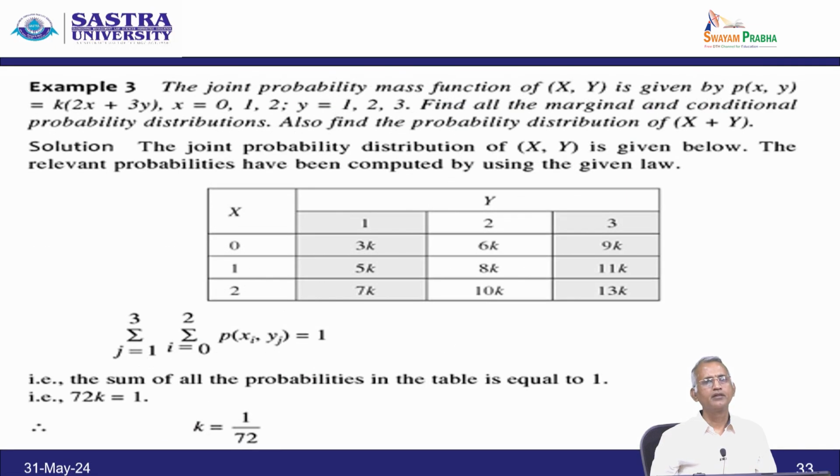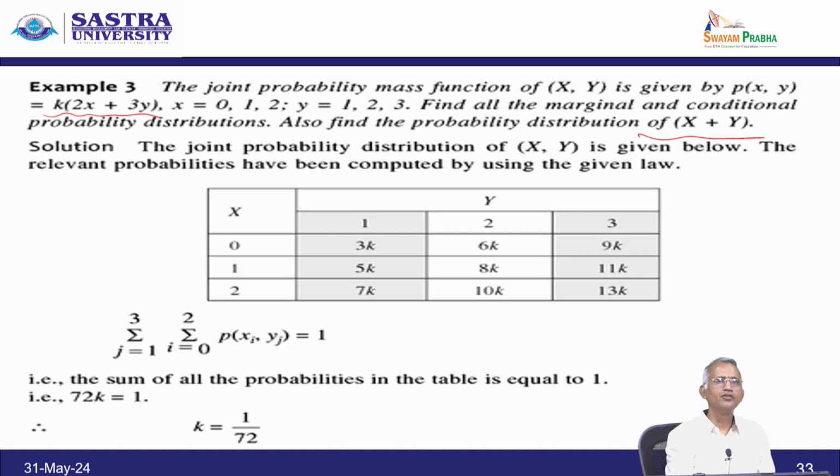Next example: the joint probability mass function of x comma y is given by p of x comma y equal to k into (2x plus 3y), where x varies from 0 to 2 and y varies from 1 to 3. Find all the marginal and conditional probability distributions. Also find the probability distribution function of x plus y.